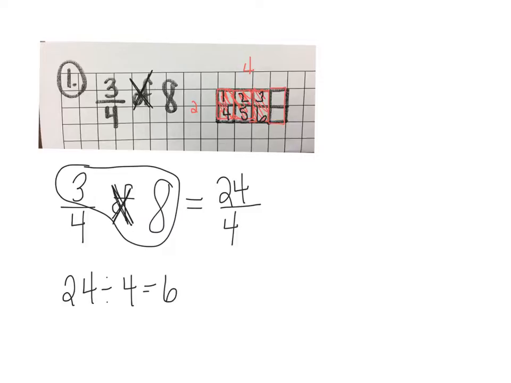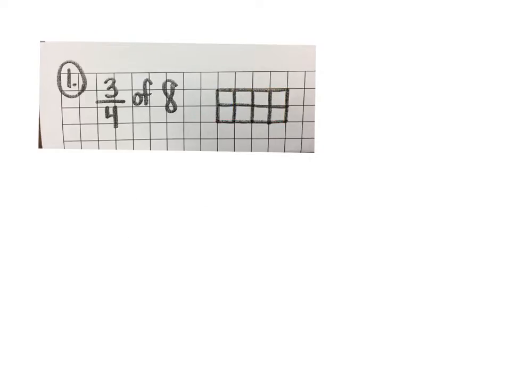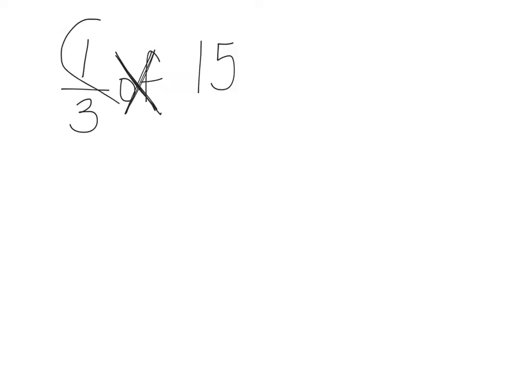So let's try one more out the model. And let's go with 1/3 of 15. Okay, I know that my of means I'm going to multiply. So I'm going to take my whole number times my numerator. I know that 1 times 15 is 15.